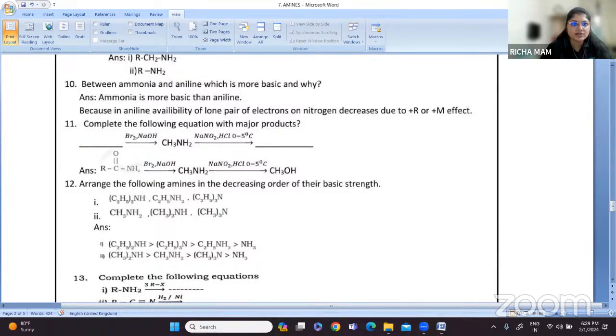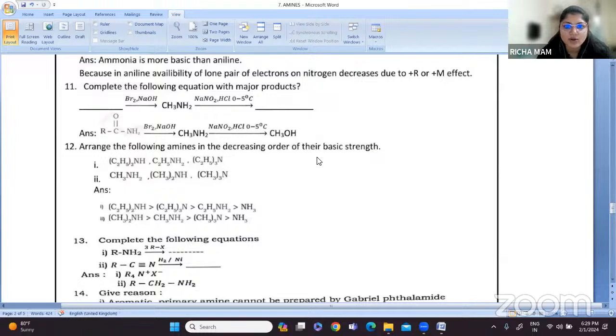12th question. Arrange the following amines in the decreasing order of their basic strength. So how do you arrange this decreasing order? First will be your secondary amine, secondary amine will be the more basic, we have discussed this. Then will be your tertiary amine, then your primary amine, and then ammonia. So this is the decreasing order.